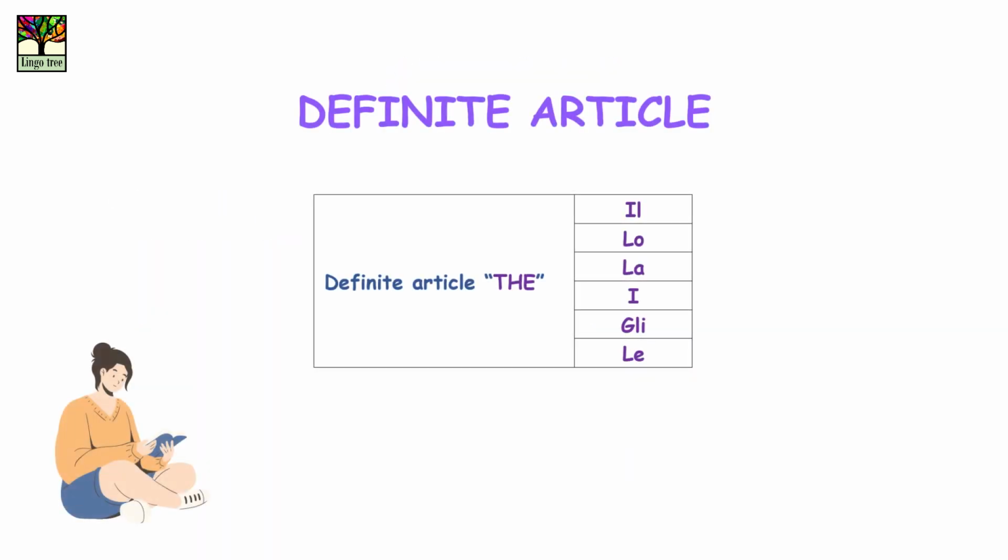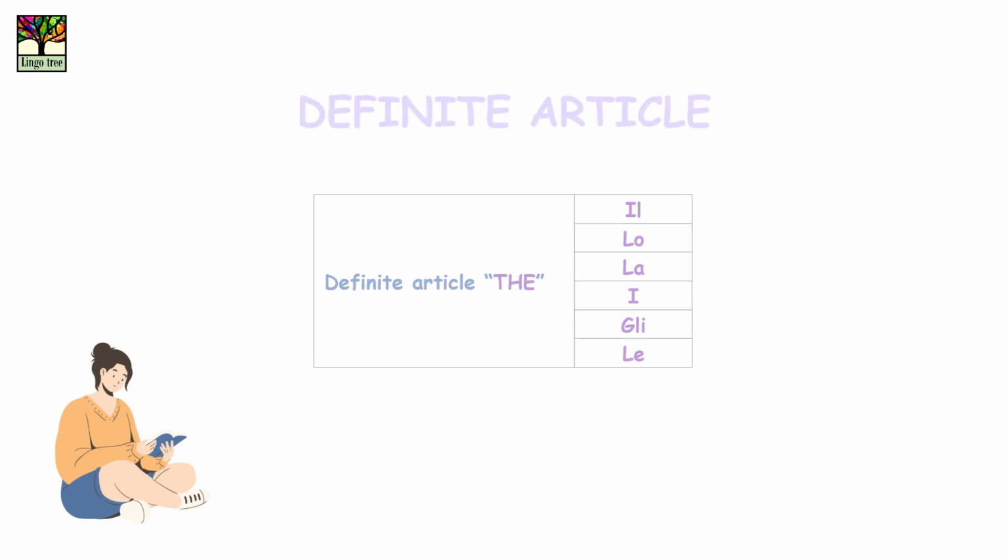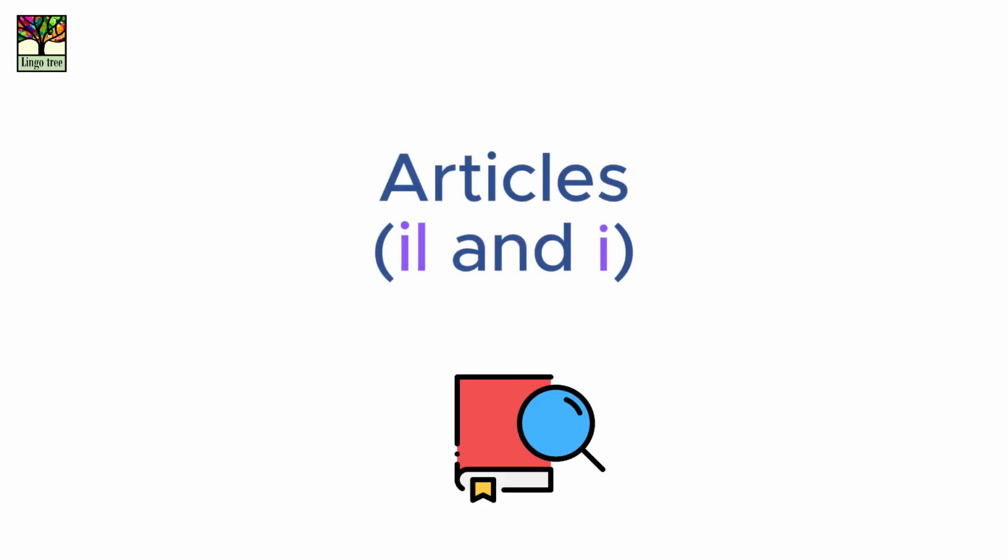In English, we have only one definite article, the. However, in Italian, there are 6 types of definite articles. Il, lo, la, i, gli, le. This might sound scary, but don't worry, we will go through all of them step by step. First, let's have a look at the articles, il and i.